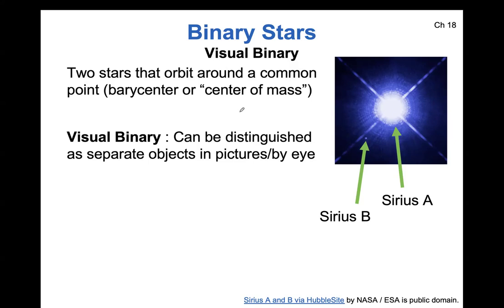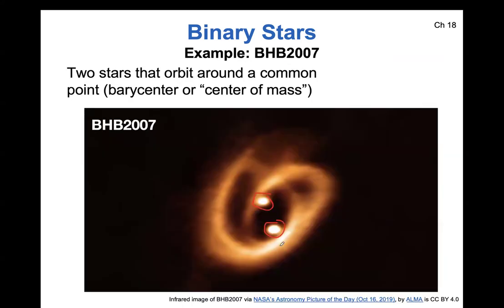Anyway, the types of binary star systems that we're going to list here have to do not with the life cycles of stars, but instead with how we see them and how we can measure them. So there's something called a visual binary. A visual binary is when two stars orbit in such a way that we can see the orbit in a plane.